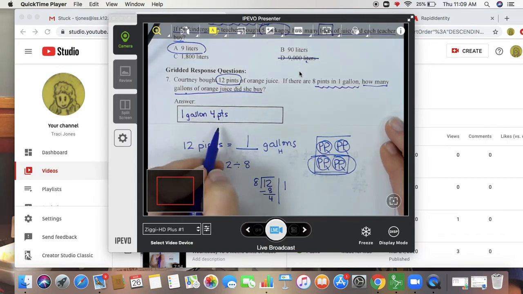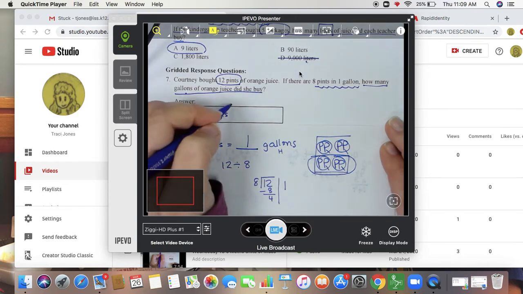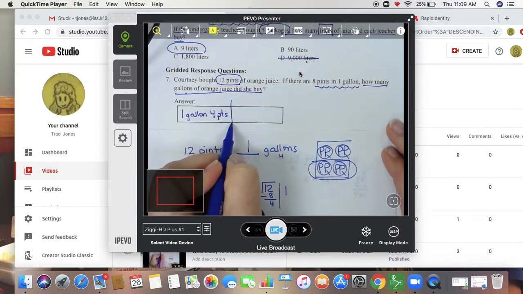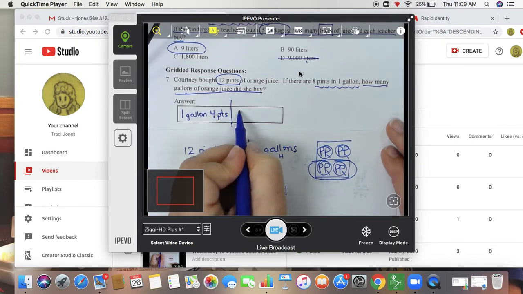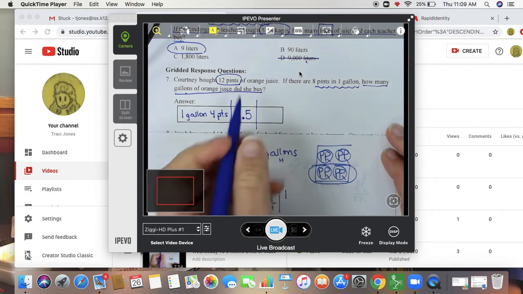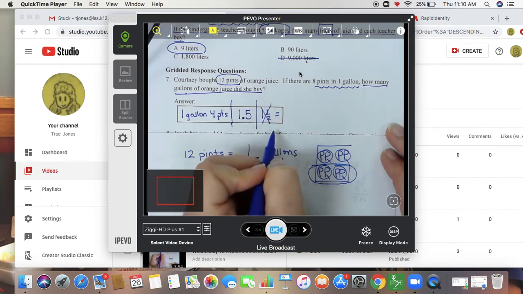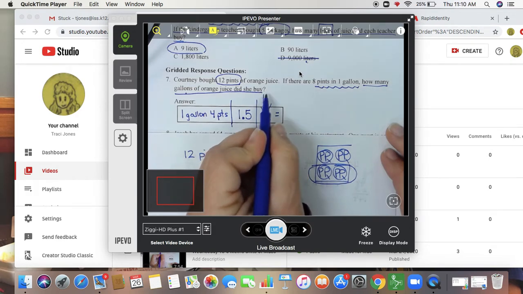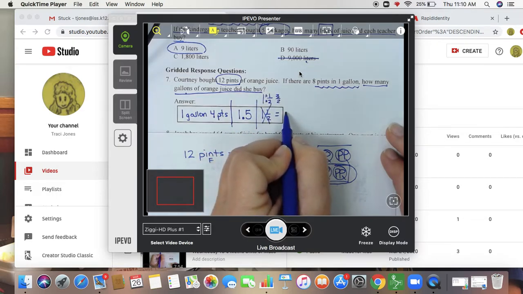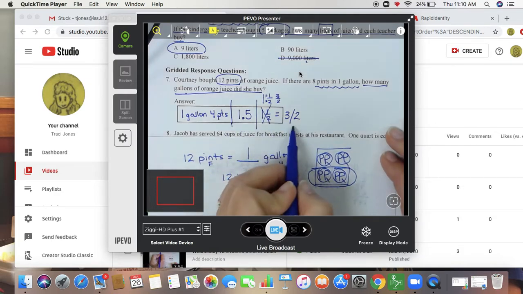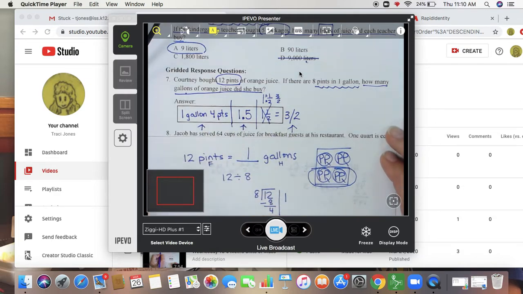But if you remember when we did our check-ins, I can't use any letters or words or symbols when we're doing our gridded response. So I have to transfer that into a number without any symbols. So how many gallons are there? There's 1.5. Or, if you remember, I can't write it this way with a mixed number because they won't read it. So I'm going to get rid of that. How else could I write 1.5 without using any spaces? Well, I can turn it to an improper fraction. So 1.5 is 2 times 1 plus 1 is 3 halves. So I could also write it as 3 halves. So any one of these 3 answers is correct.